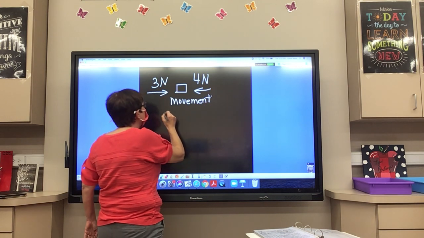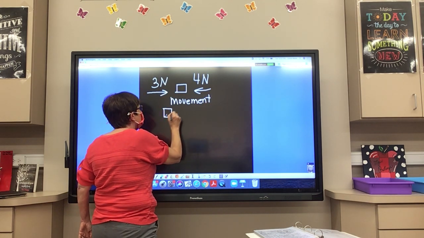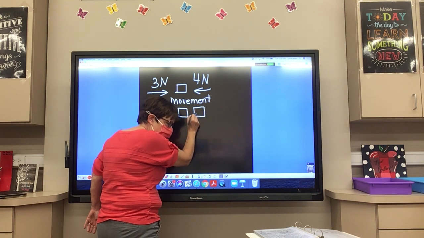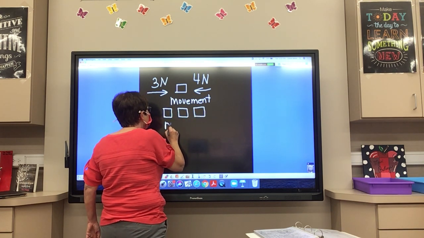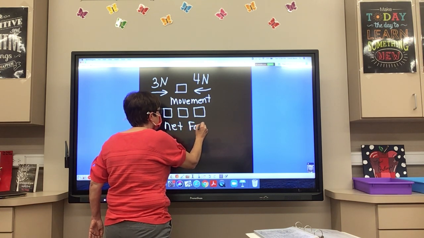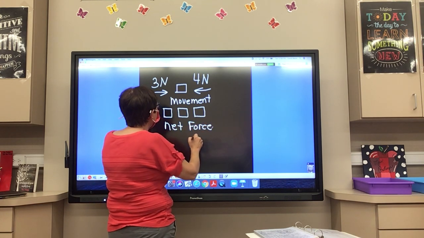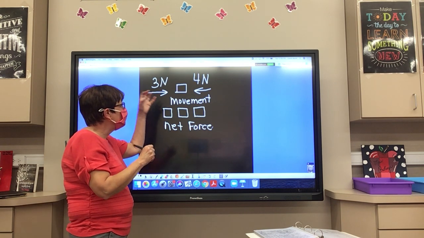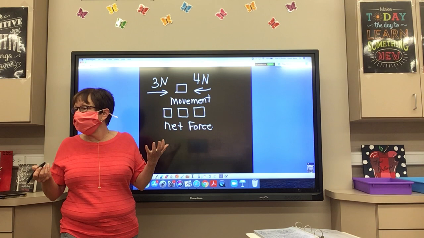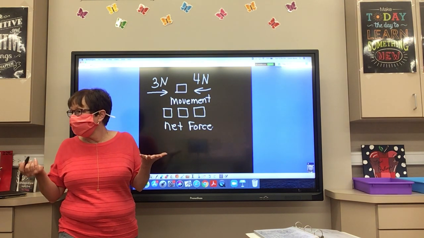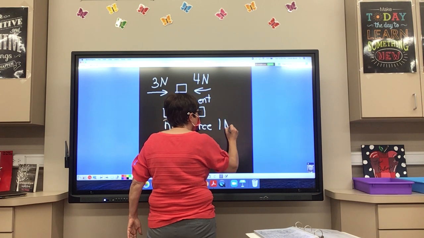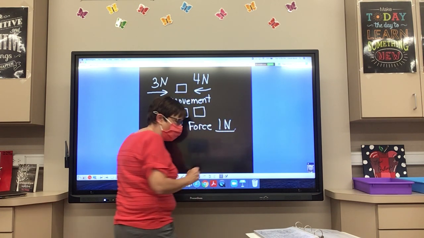How do we figure out the net force? We subtract. The net force of 3 newtons and 4 newtons, we subtract 4 minus 3. So how many newtons would that be? Olivia? It'd be 1 newton. So that's what we're gonna write here, 1 newton. That is our answer, 1 newton.